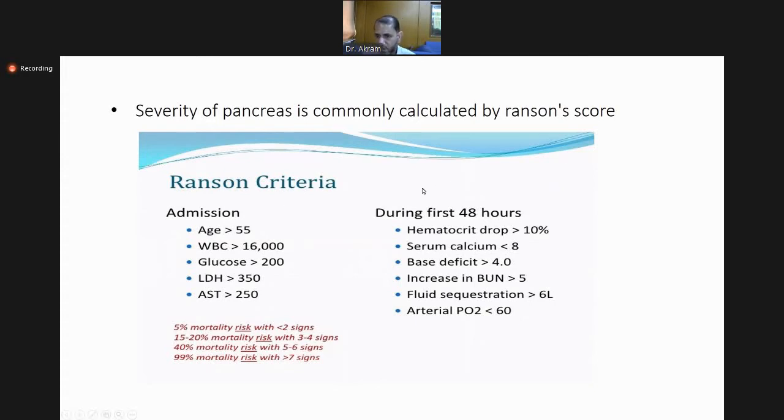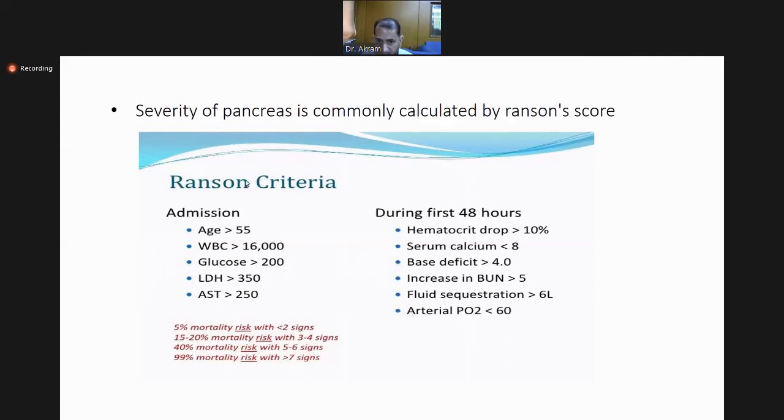and after 48 hours, you do the hematocrit, more than 10%, serum calcium less than 8, because the calcium becomes saponified. The fixed acid becomes decreased. When the patient presents with hypocalcemia, base deficit, you do the ABGs, you do the urea creatinine, and then detect blood urea nitrogen, which is more than 5. Fluid sequestration more than 6, and partial oxygen is more than 60.